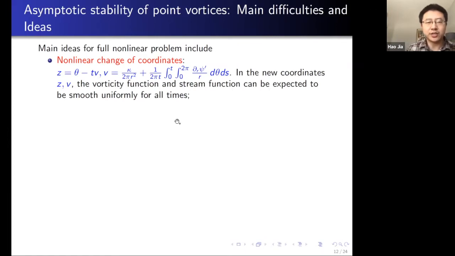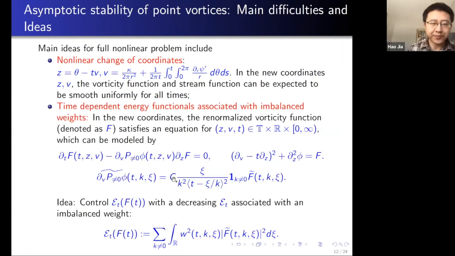Now this new change of variable simply undoes all this transportation, and if we write our velocity field, stream function, and so on in the new coordinate system, we can expect uniform control for those functions. We denote the new coordinates as z and v. Let's consider the vorticity function and denote the new function as f, the vorticity in the new coordinates. Then f will satisfy an equation which is also a transportation equation, but in the variables z and v.